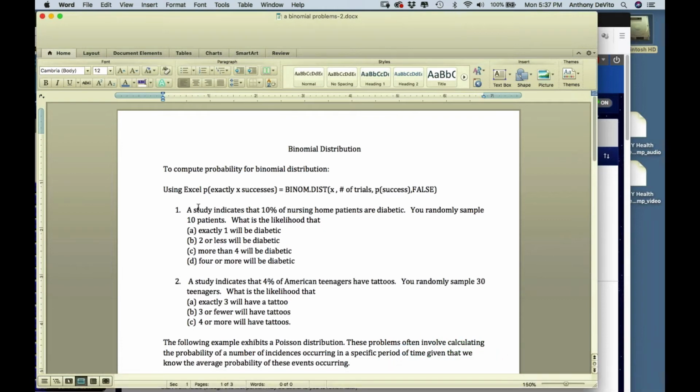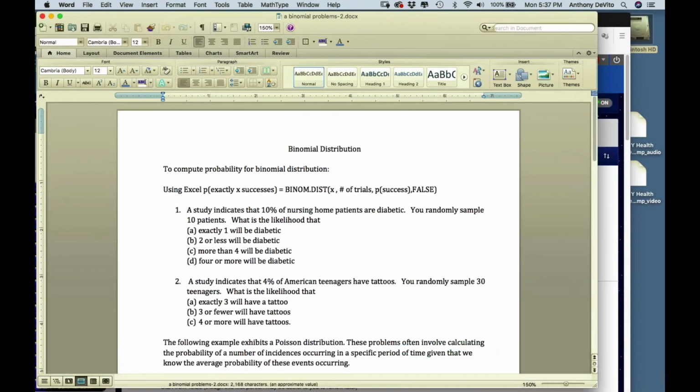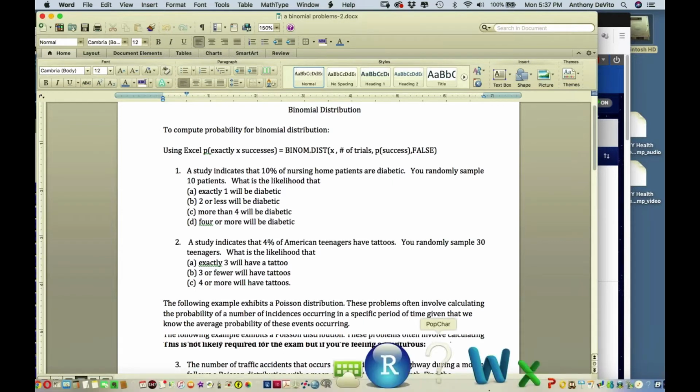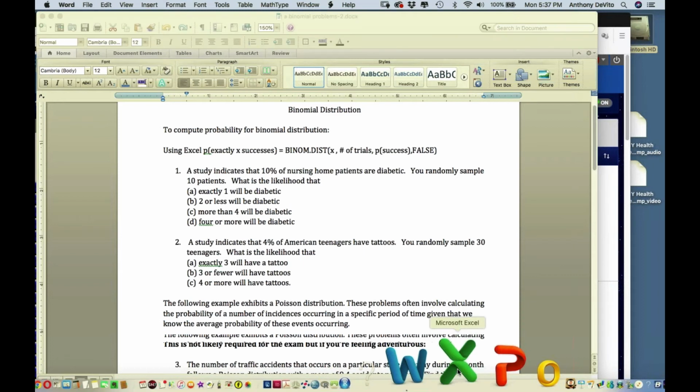The first problem that I have here: a study indicates that 10% of nursing home patients are diabetic. You randomly sample 10 patients. What's the likelihood that exactly one will be diabetic, two or fewer will be diabetic, more than four will be diabetic, or four or more will be diabetic? Well, let me think about this. I'm going to open up Excel.